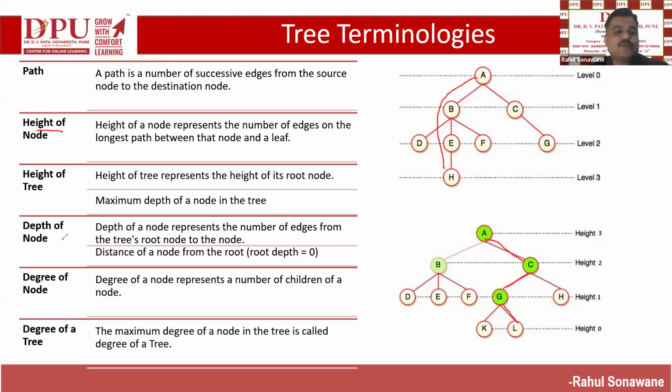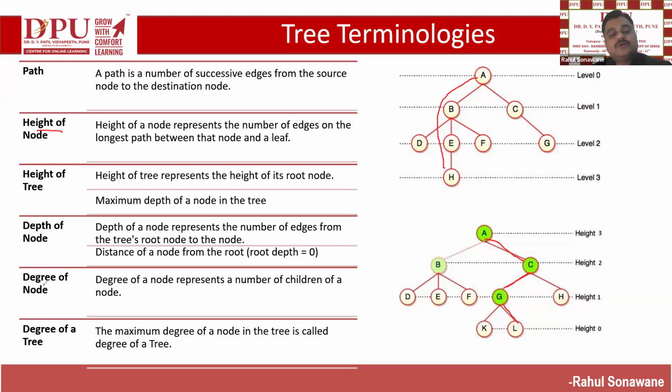Now next is the depth of a node. Depth of a node represents the number of edges from the tree's root node to a given node. Okay. Now the distance of the root from itself is treated as depth 0. Now you can say B is at depth 1 from the root. E is at depth 2 from the root, that is A. So it shows how many edges there are from a given node to its root.